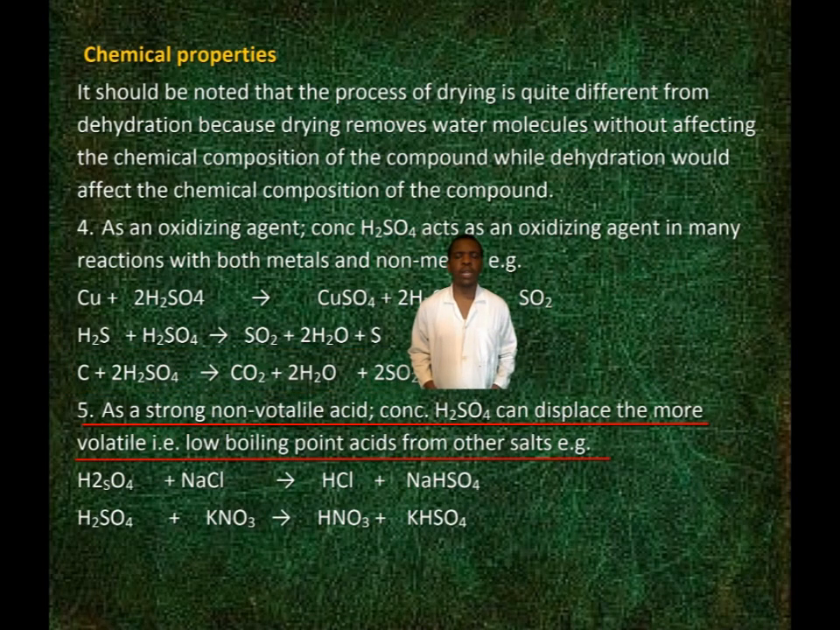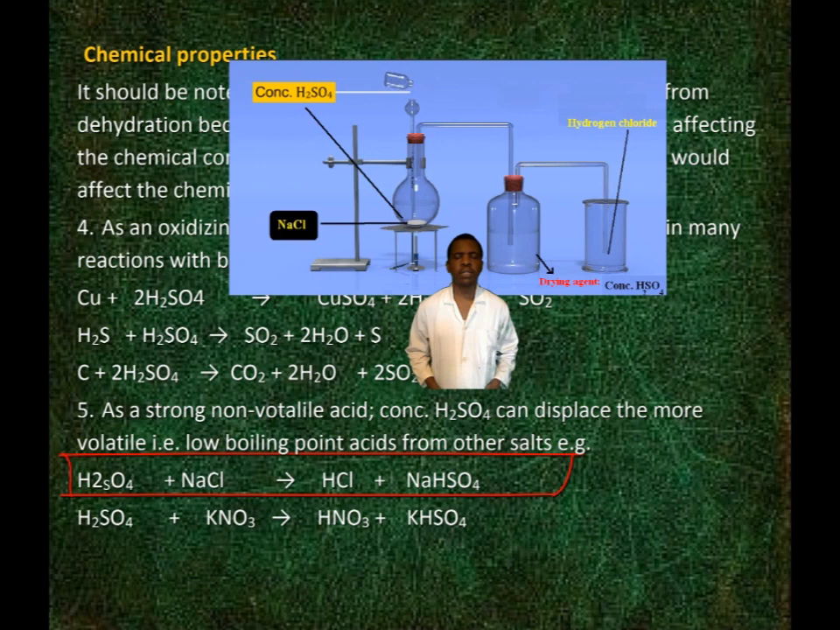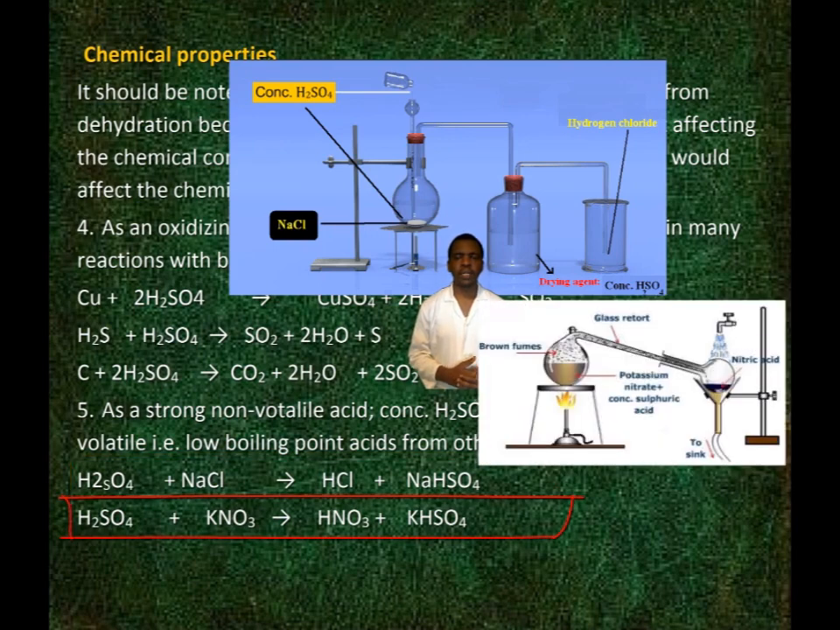As a strong non-volatile acid, concentrated sulphuric acid can displace the more volatile acids, that is, the low boiling point acids, from other salts. For example, sulphuric acid reacting with sodium chloride gives hydrochloric acid and sodium hydrogen sulfate. Sulphuric acid reacts with potassium nitrate to give nitric acid and potassium hydrogen sulfate.